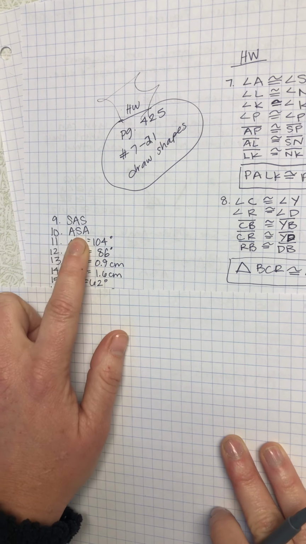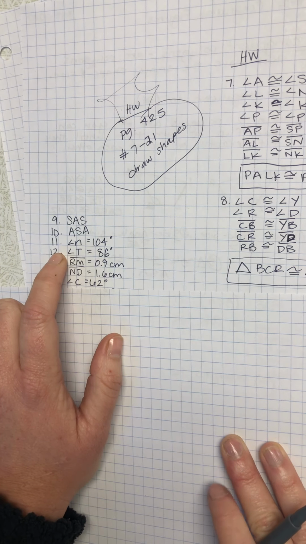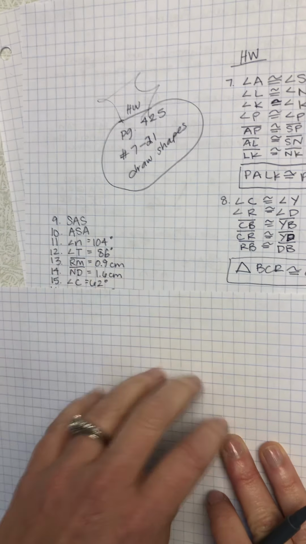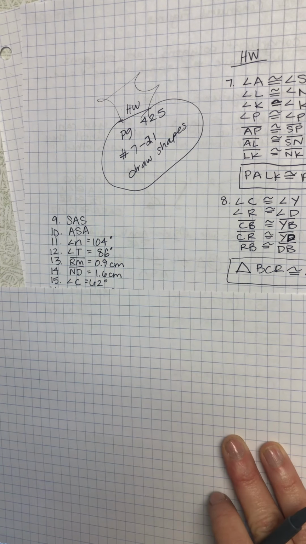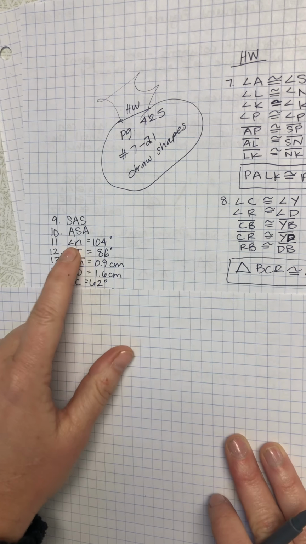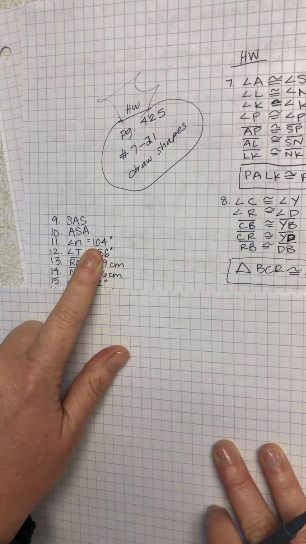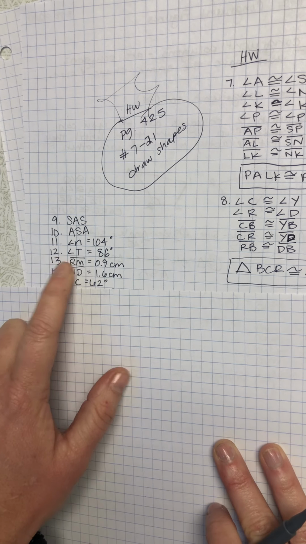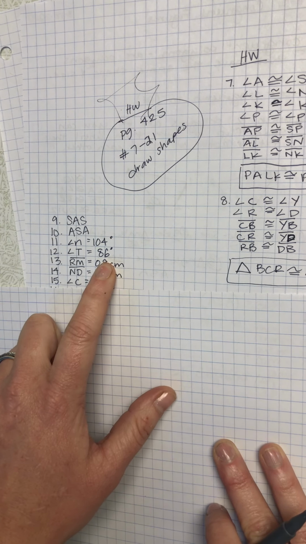For 10, it was angle side angle. For number 11, you're moving on to a new section, which they gave you 2 congruent shapes, and one was flipped and turned, and you had to line up which of the sides and angles were congruent to figure out the missing measures. So for number 11, the measure of angle N was 104 because N is the same as R. Number 12 was angle T, which was 86 because T was the same as L.